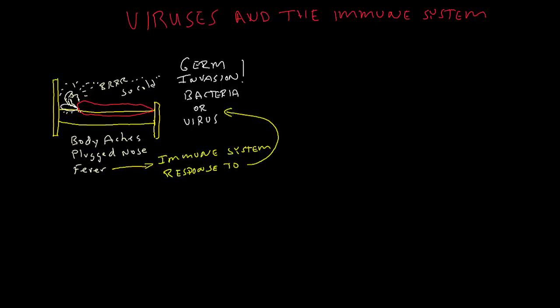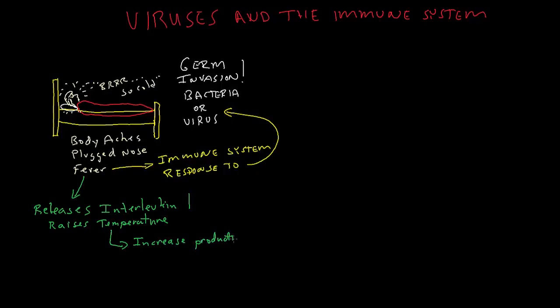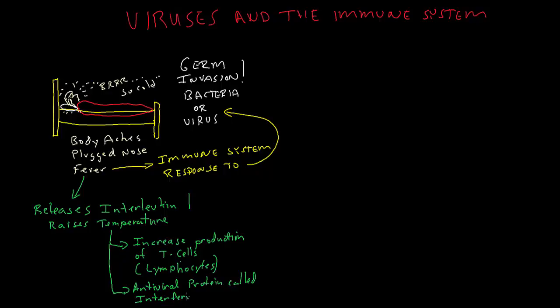By having your body reset its temperature and cause a fever, that releases interleukin 1, which raises your temperature, which then increases the production of the T cells or the lymphocytes, the cells your body uses to destroy the invader. It also intensifies the activity of the antiviral protein called interferon, which helps to fight off the virus as well. In addition, by raising your temperature, you are increasing your metabolism and your heart rate, which increases the flow of blood throughout your body and the speed at which you're burning energy, giving you an increase in energy to fight the invasion.